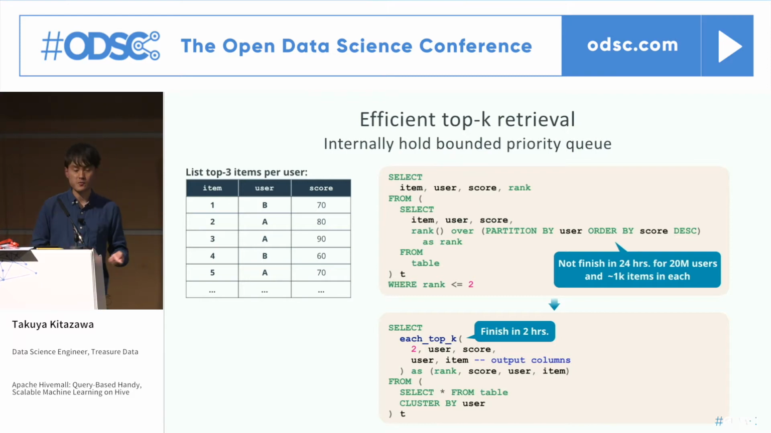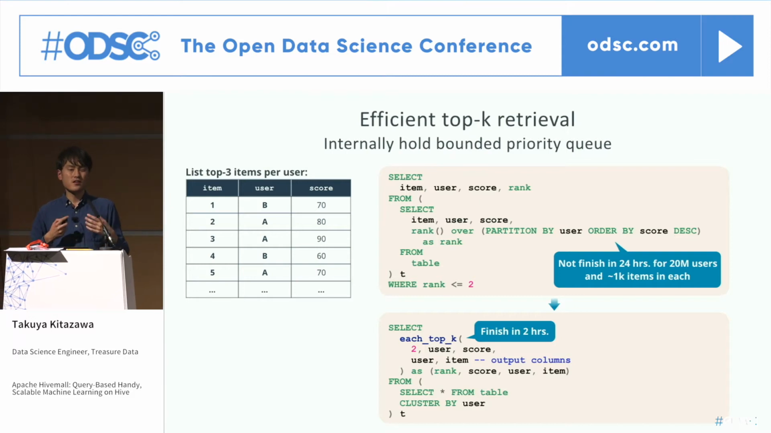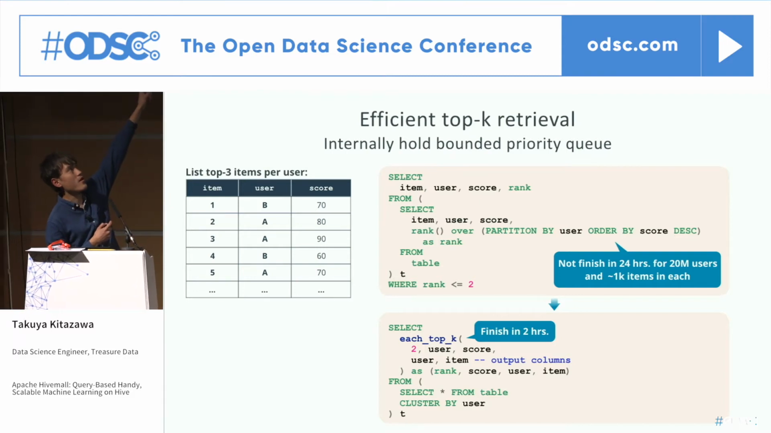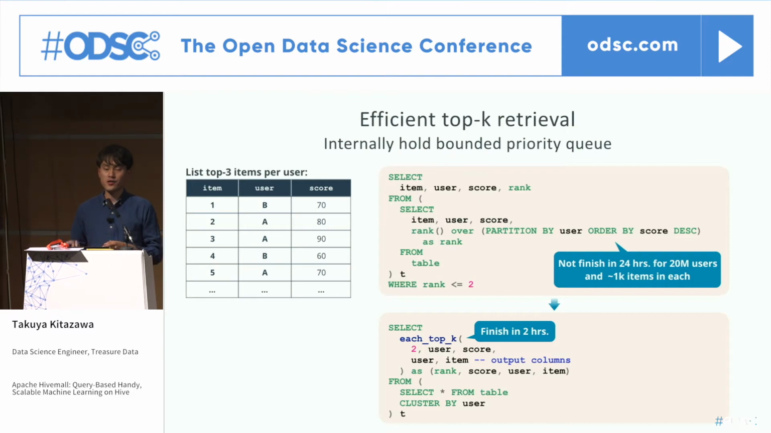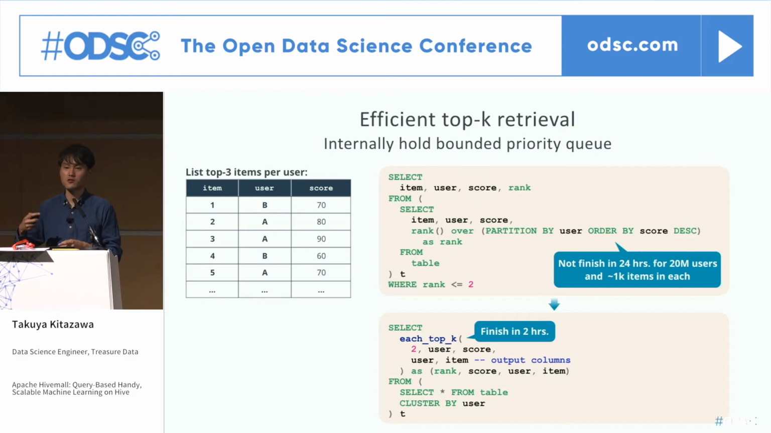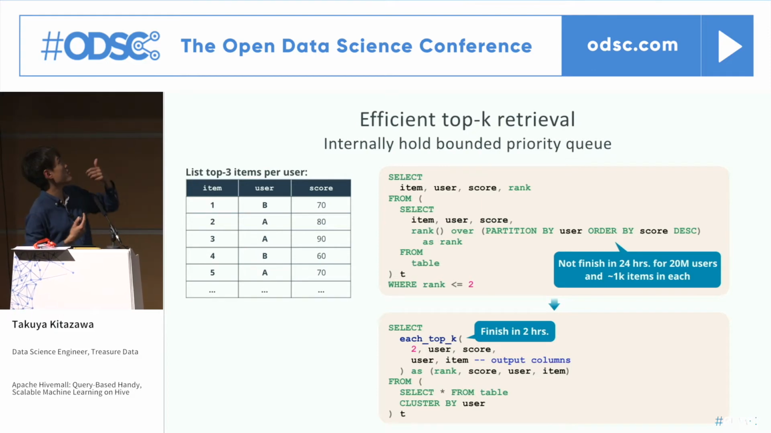So Hivemall has a specific function named each top K, which does exactly the same thing that the above query does, but this is more efficient. Because internally, the Java implementation holds a bounded priority queue. So Hivemall efficiently processes incoming records and efficiently obtains the top n items per specific key. Key here means user.